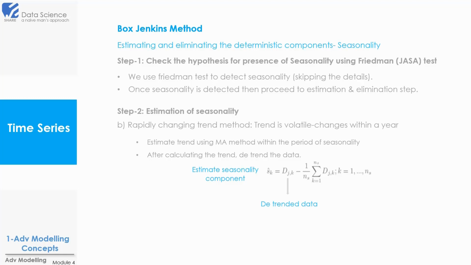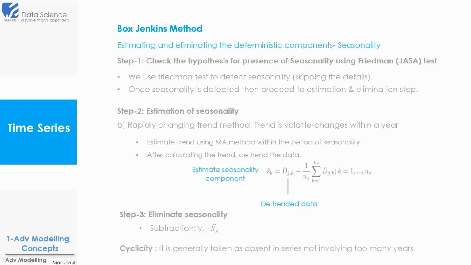Now the last step is to eliminate the seasonality. We can again use the subtraction method to calculate the series without seasonality as shown here. Now the cyclicity component is generally taken as absent in series not involving too many years. So for now we'll not be going into the details and we'll be skipping this.